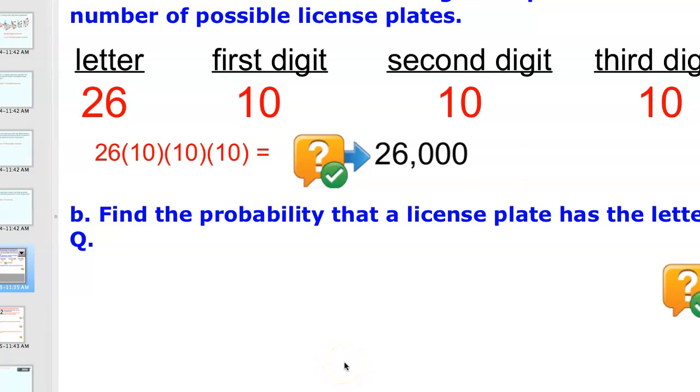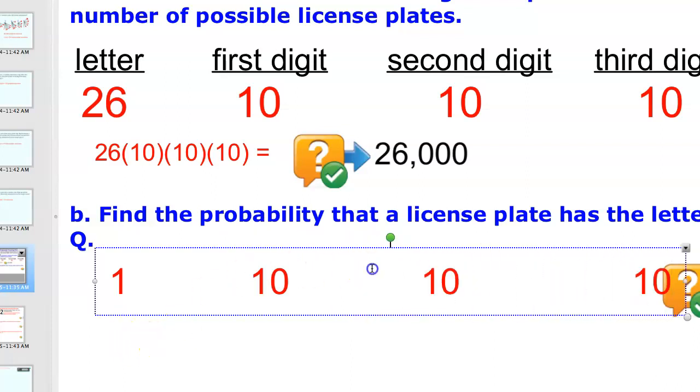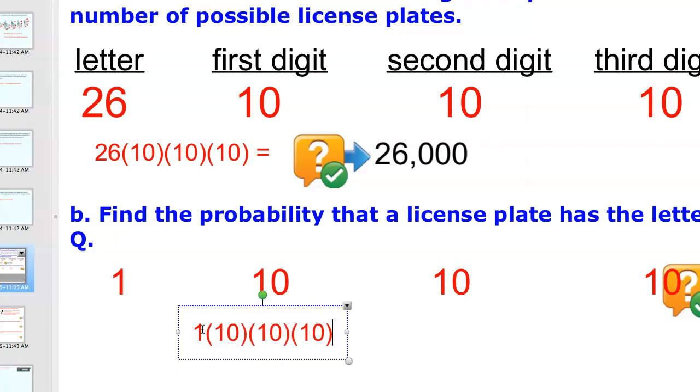So it has to be Q, but then it can be any 3 numbers after that. So I'm going to set it up the same way that I did up here. Now I don't have 26 possible letters to choose from. I only have one because I want it to be a Q. So there's one choice there. Well, the first digit, there are still 10 possible outcomes. The second, 10. The third, 10. So to find this, I have to multiply 1 times 10 for the first digit, 10 for the second, and 10 for the third.